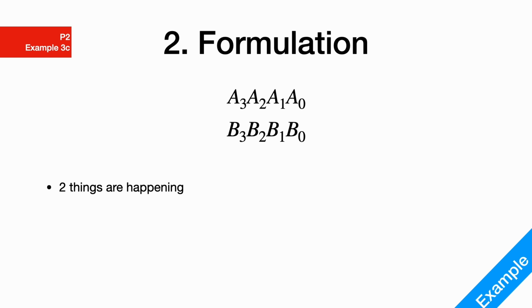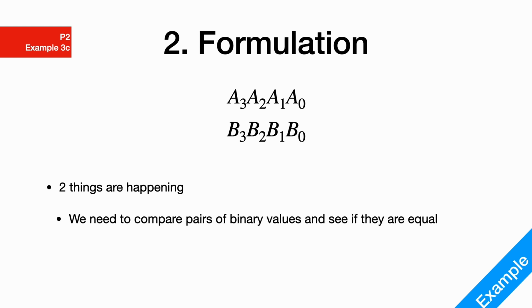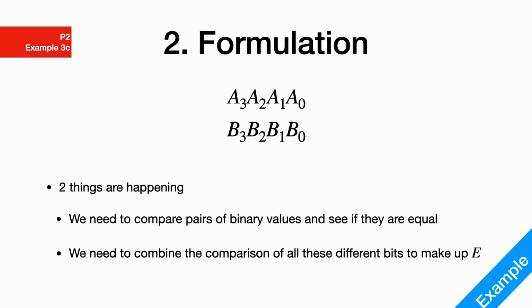In this particular case, we can compare pairs of binary values and see if they're equal. Say A sub 3 is compared to B sub 3, A sub 2 to B sub 2, A sub 1 to B sub 1 and A sub 0 to B sub 0. If any of the pairs are different, then the output will be 0. But if all of them are equal, then we're going to output 1. So we can divide and conquer this. We can do pairwise comparisons and then combine the comparison results of all these different bits to make up the final answer, E.